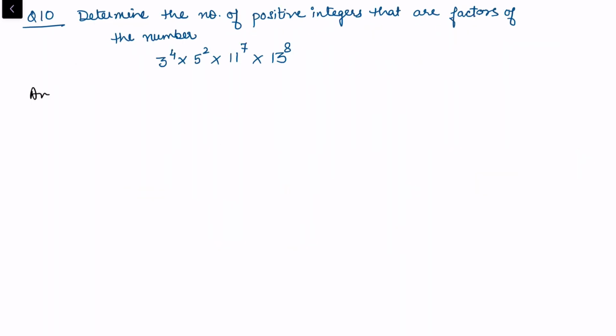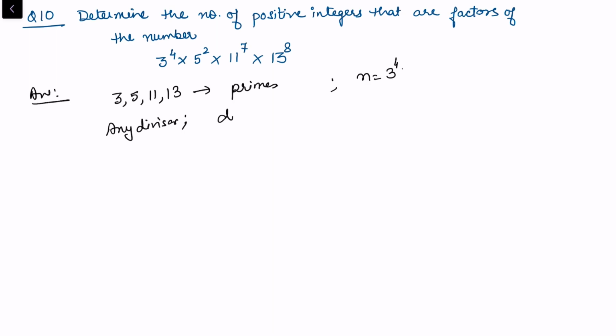In question number 10 it asks to determine the number of positive integers that are factors of the number given, and here we notice that 3, 5, 11 and 13 are all primes. So when these are all primes, any divisor of this number will also be of this type. So any divisor d, and let's call this number n, which is equal to 3 to the power 4 into 5 squared into 11 raised to power 7 into 13 raised to power 11. So any divisor d of n will also be of the same form.